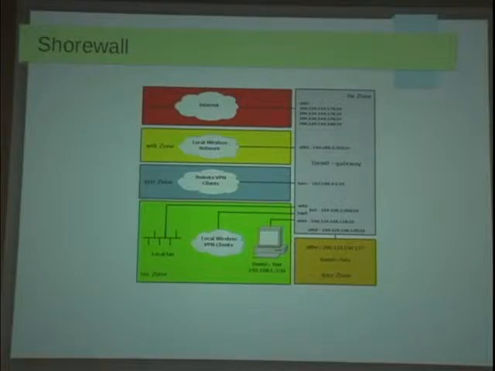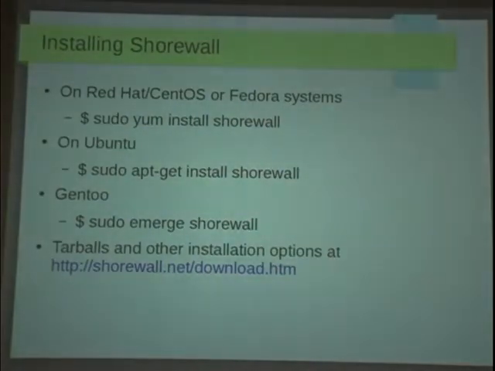Are those hard-coded zones? Or can you add more zones? Just make them up? Yeah, you can. There's a typical configuration, and we'll talk about this in a little bit, but Shorewall comes out of the box with some sample configs that have a one interface config, a two interface config, a three interface config. What I like to do is take one of those and customize it to whatever it is I'm doing.